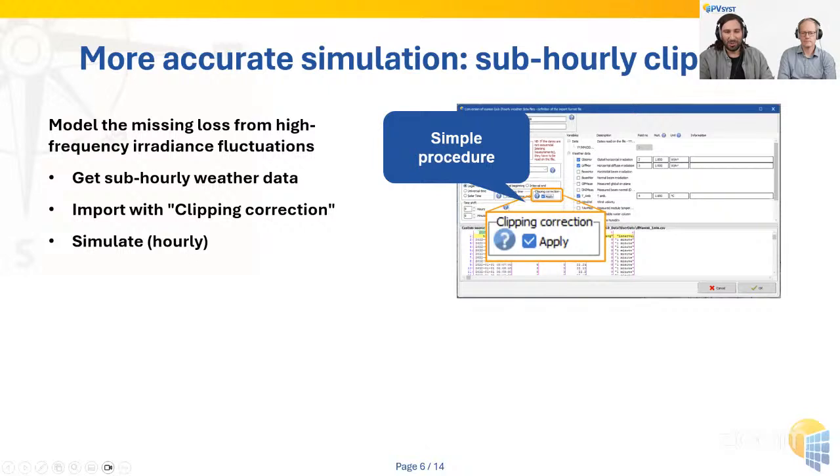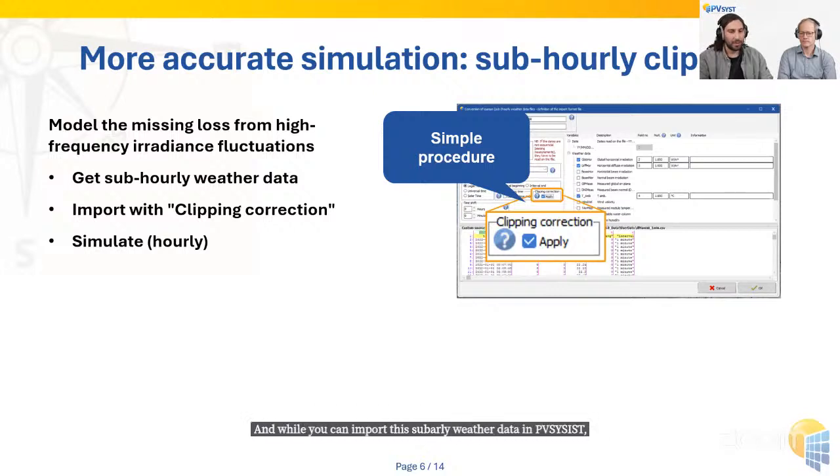So the method we used to correct this was actually to utilize the sub-hourly weather data. And while you can import this sub-hourly weather data in PVsyst, this was summarized into hourly steps, but we now store more information during this step. So we basically store some extra hourly quantities that allow us to then remodel what was the distribution of the irradiance within each hour.